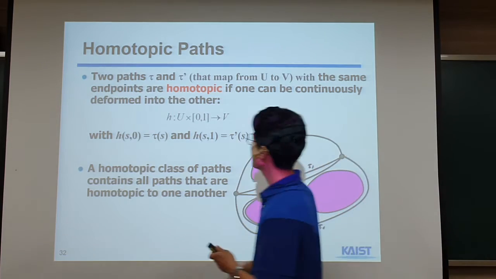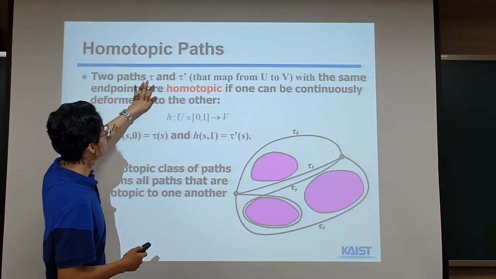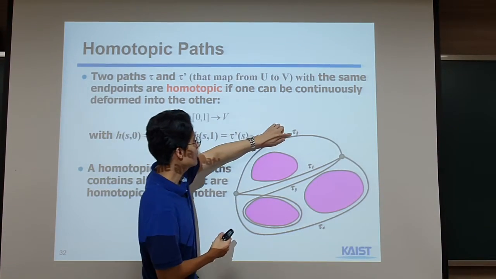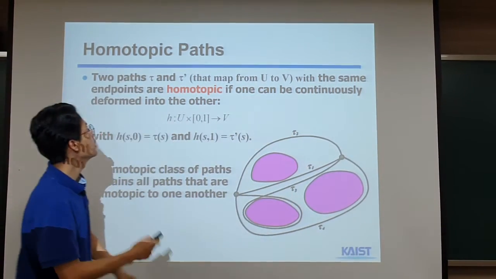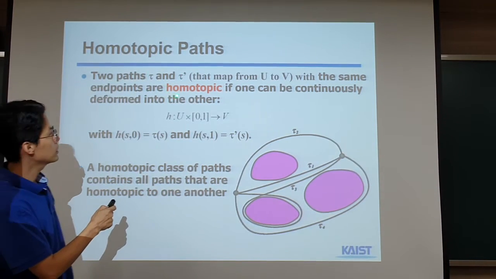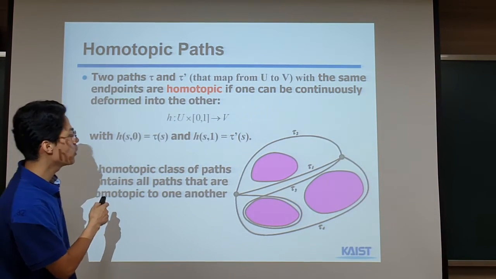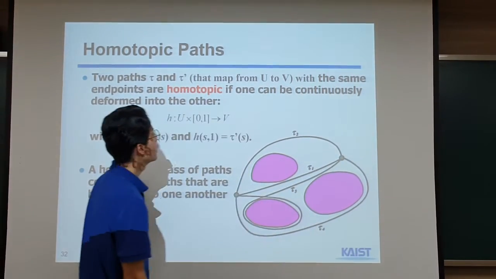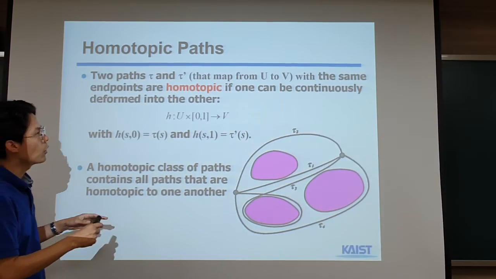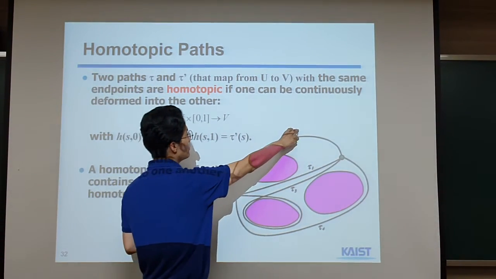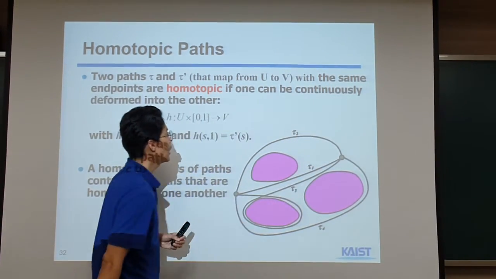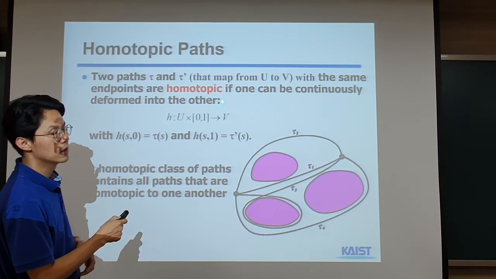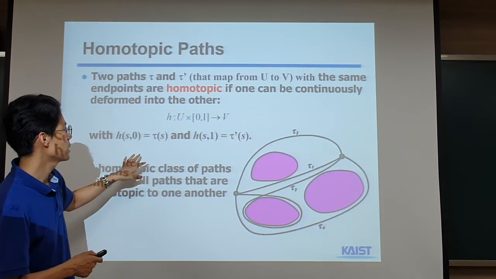Suppose that there are two paths. Let's say this is one path, and this is another path, and the two paths have the same endpoints. In this case, this path and that path have the two endpoints, right? And if we can deform one path into the other without any collision, we say that those two paths are homotopic to each other. These are the mathematical definitions.